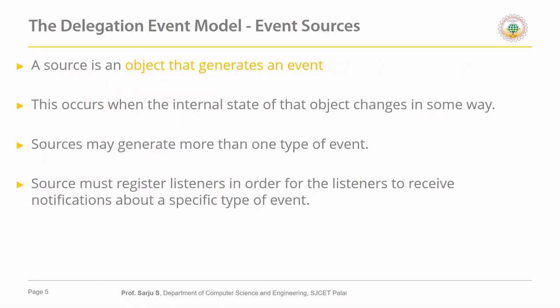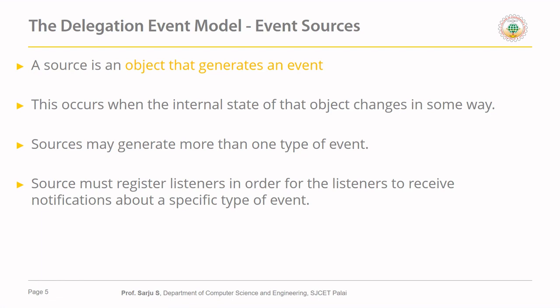And then event sources. A source is an object that generates an event. In the previous example, the button is a source because when we click on the button, it generates an event. This occurs when an internal state of the object changes in some way. Sources may generate more than one type of event.